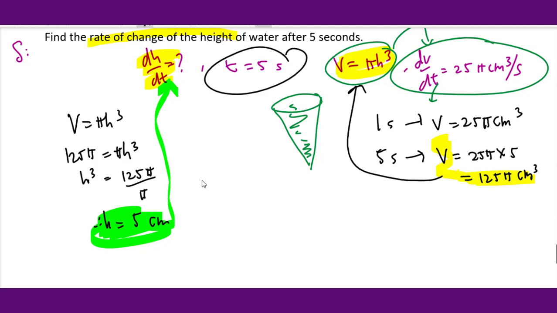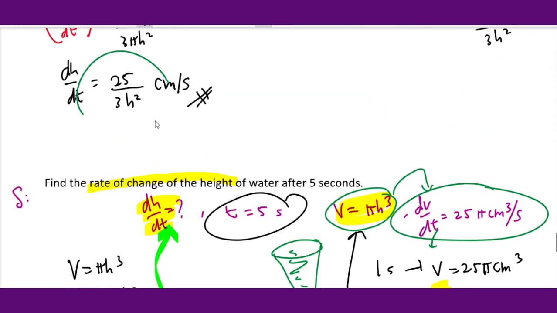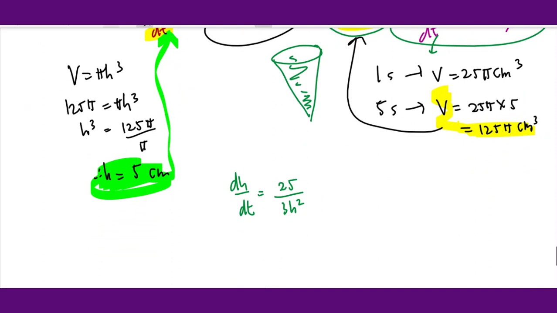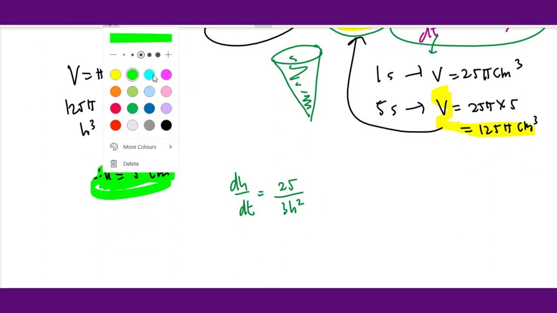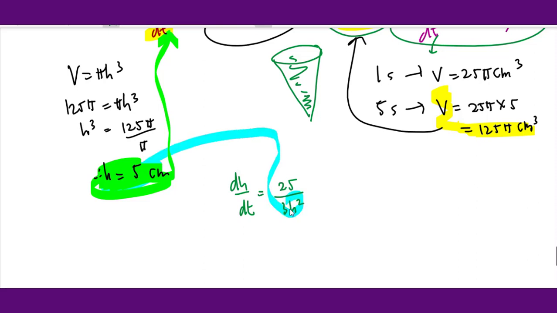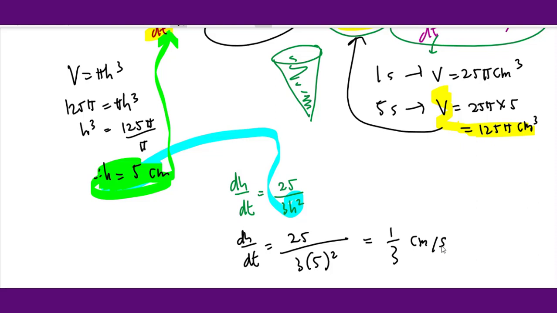From the previous, dh/dt is equal to 25 over 3h². Okay, let's check. Yes. Then substitute h here. Then dh/dt is equal to 25 over 3 times 5 squared. And then the answer is 1 over 3 cm per second. So the answer is 1/3 cm per second. This is under S, solve.